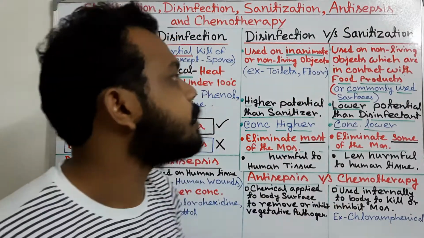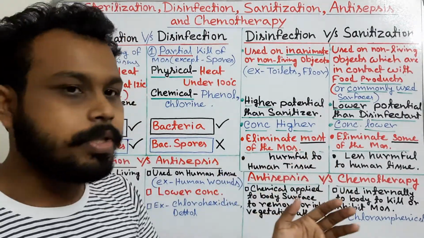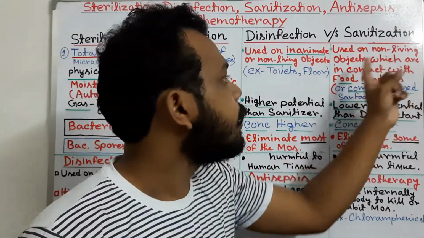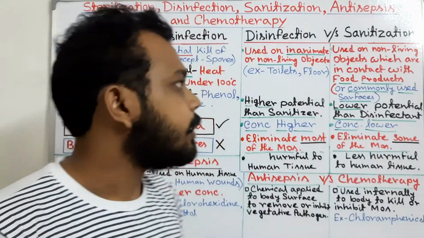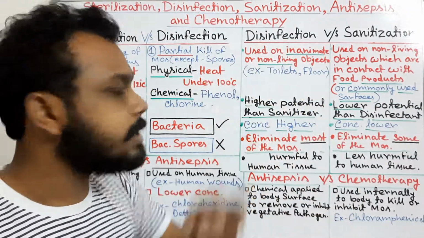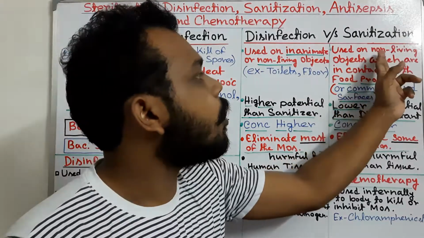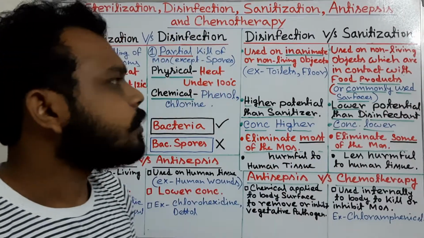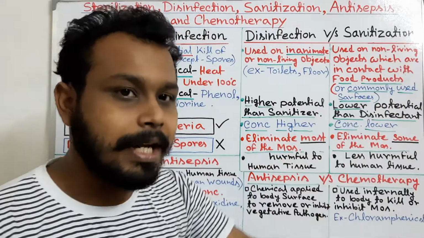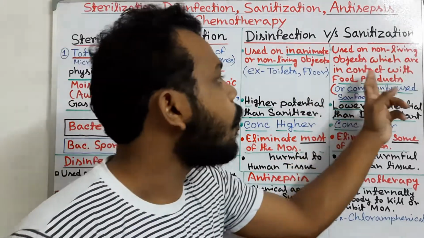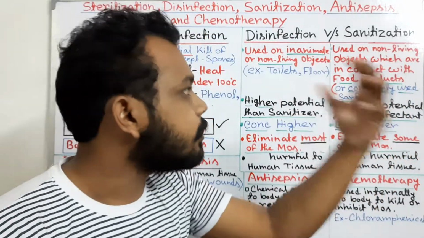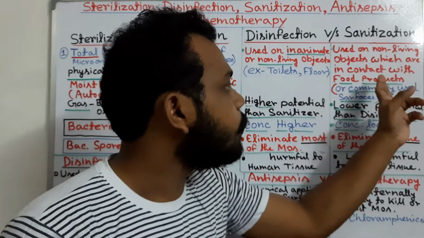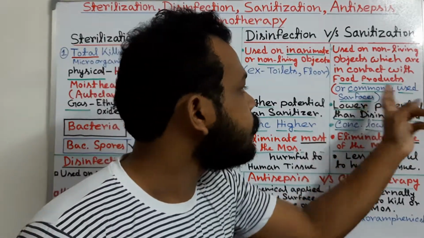Okay, and sanitizers are also used on inanimate or non-living objects, but which are in contact with food products. That means they are also like disinfectants, used only on non-living or inanimate objects, but those which are in contact with food products, or which are commonly used surfaces.